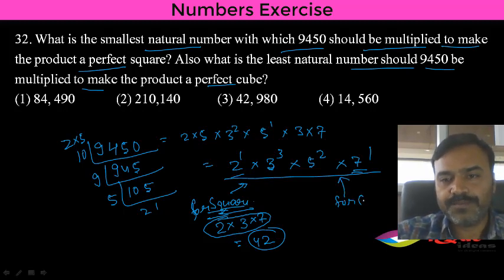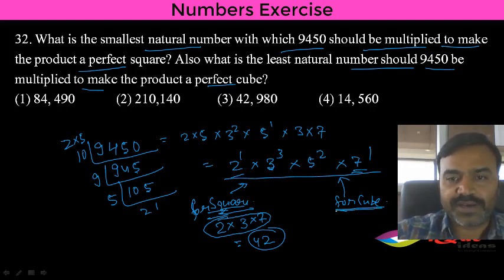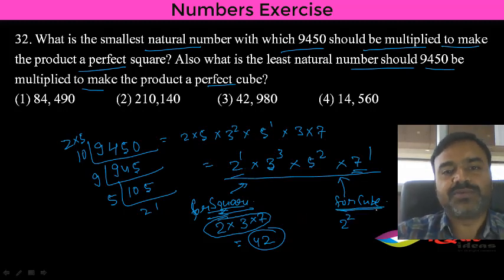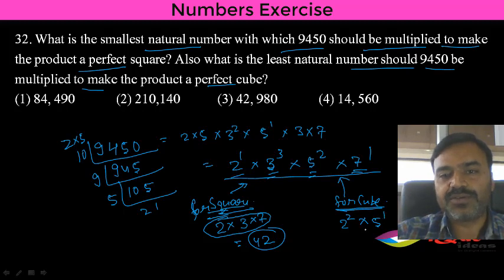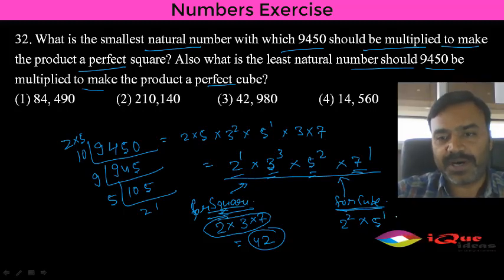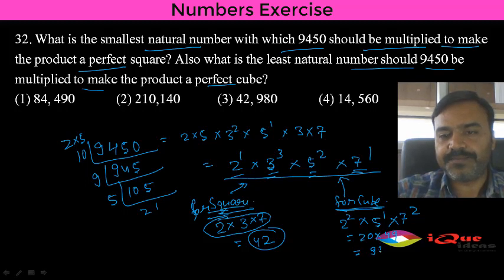So for cube, all the power should be either 3 or a multiple of 3. So here we have 2 raised to 1, so multiply by 2 square so that it becomes 2 raised to 3. 3 already has power 3, so leave it. 5 square, so multiply by 5 raised to 1 so that it becomes 5 to the power 3. 7 raised to 1 is there, so multiply by 7 square. Right, so it is 20 into 49, that is 980.